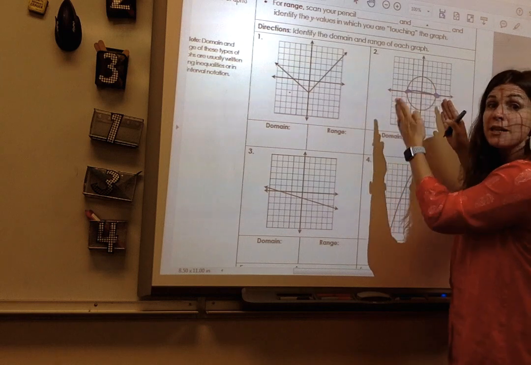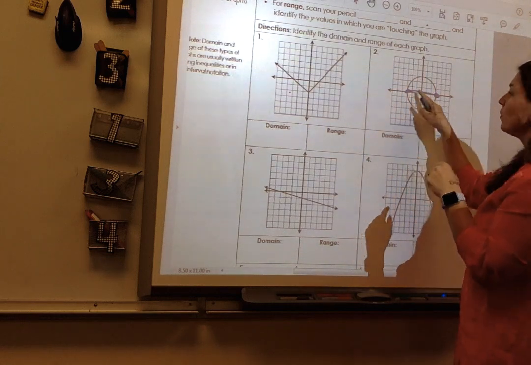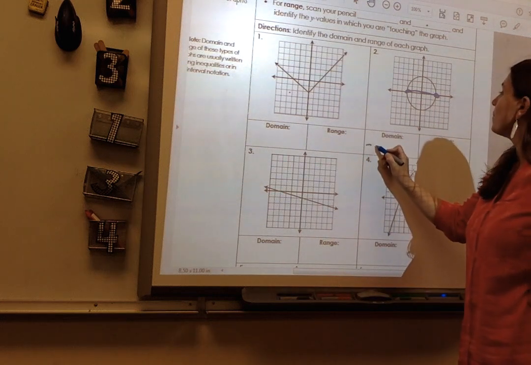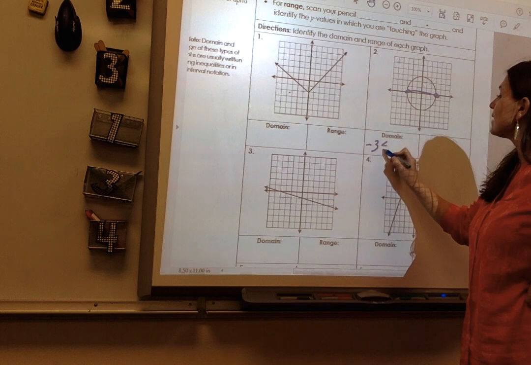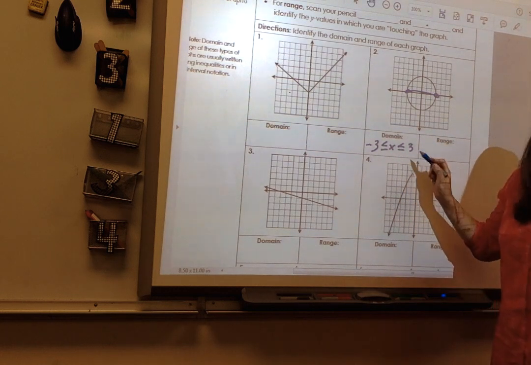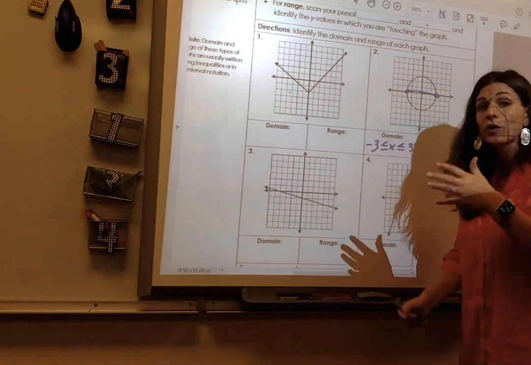This circle is specific to these boundaries, which I've drawn in blue. And so in blue, that's my x-axis. So that's my domain. It's going to go from -3 is less than or equal to x, which is less than or equal to +3. That's what my domain looks like in inequality form, which you're familiar with from last unit, right?